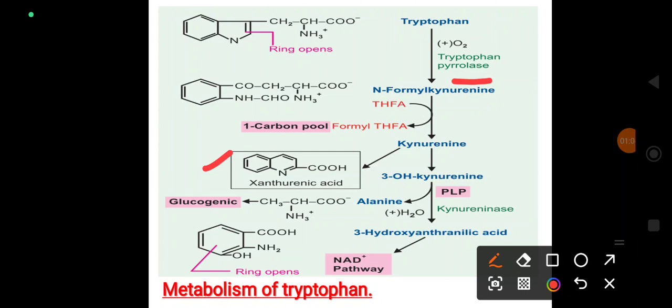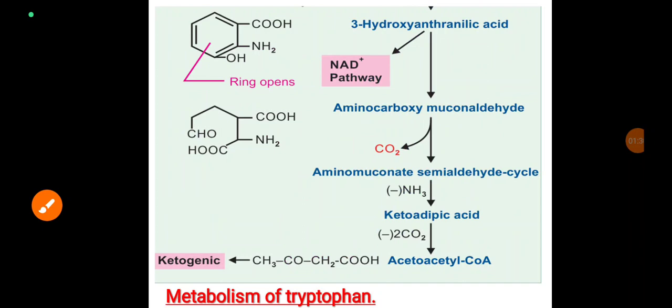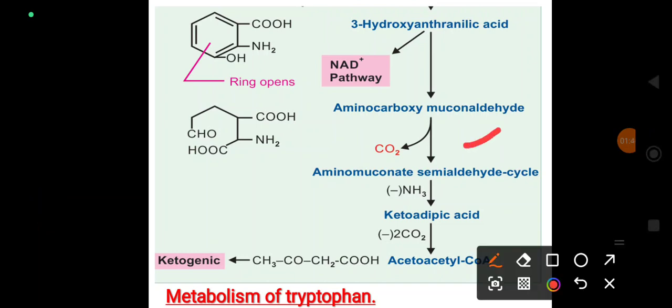In the presence of pyridoxal phosphate and the enzyme kynureninase, it releases alanine, and by adding water, it gives you 3-hydroxyanthranilic acid. This 3-hydroxyanthranilic acid enters the NAD pathway. Thus, alanine is glucogenic. 3-hydroxyanthranilic acid also gives you acetoacetyl-CoA by decarboxylation, removing one NH3, and another decarboxylation. This acetoacetyl-CoA is ketogenic.